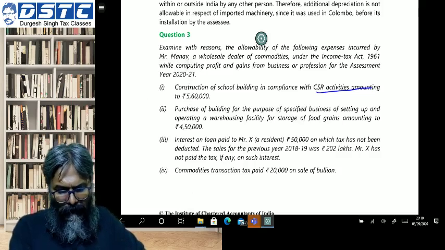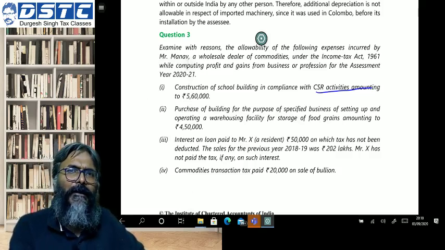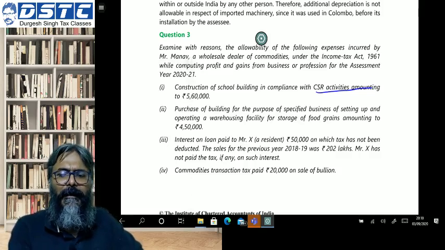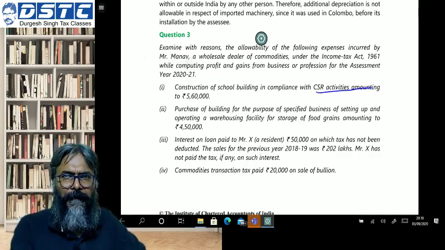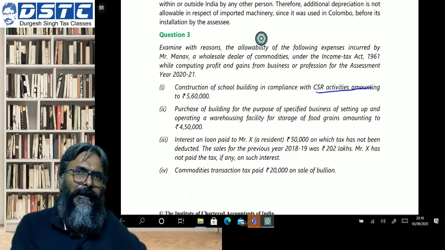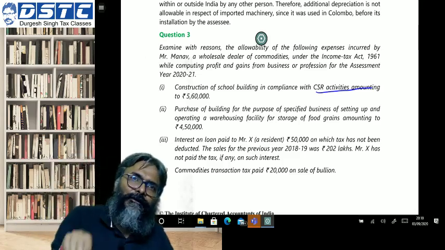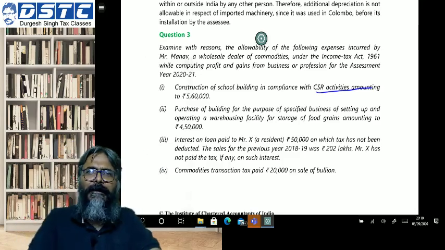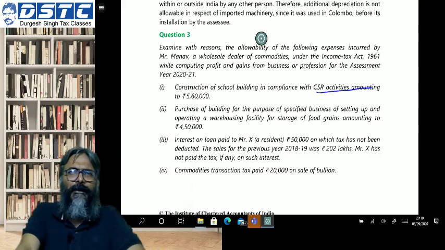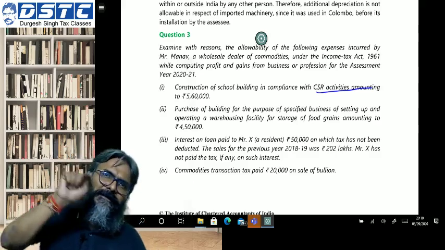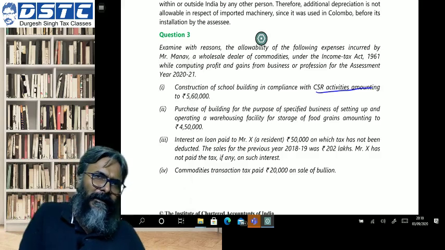Nishank is asking, sir, what is the difference between not allowed and disallowed? Not allowed means, technically speaking, it is not debited in your net profit. It is not debited to your net profit as per your accounting books. So if it is not debited, and that expenditure is also not allowed as deduction under the head PGBP, we will say it is not allowed. But something which is debited, but it is disallowed. What is the reason why it is disallowed?